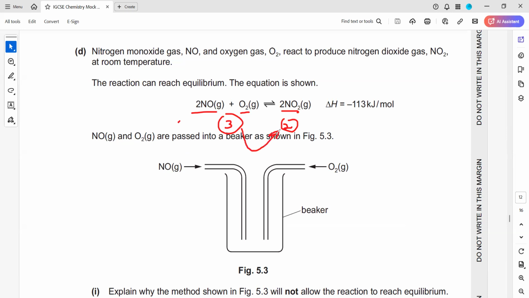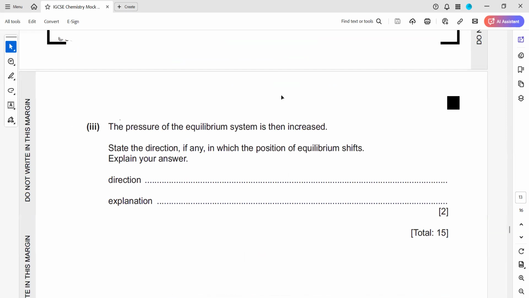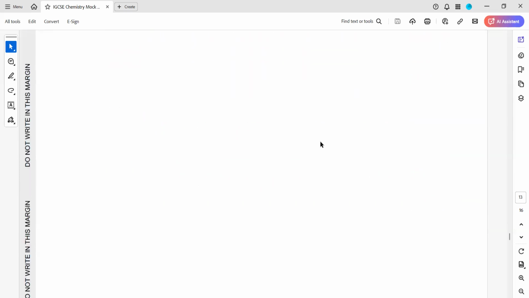So if we increase the pressure, the balance or equilibrium will shift towards the right hand side because there are fewer moles of the gas compared to the reactant side. So the equilibrium shifted towards the right, and the reason you should mention is fewer moles of gas. If you only say fewer moles, that is not the complete answer. Whenever equilibrium is affected by pressure, always use the term gas, like moles of the gas.